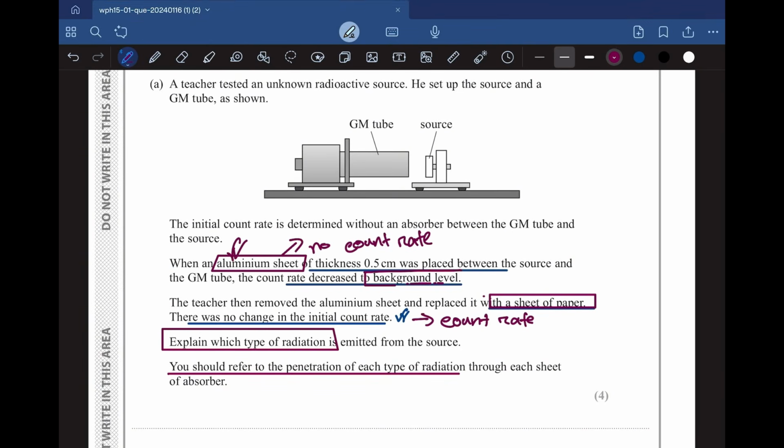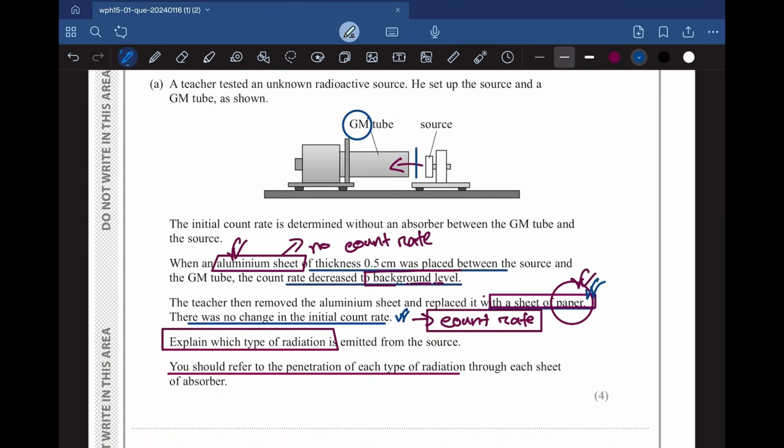Okay, so basically we can say it wasn't alpha radiation because the radiation could go through the sheet of paper. That's why there was a count rate. There was a count rate because the radiation could go through the sheet of paper and reach the GM tube. Let's say this was the sheet of paper. So basically the radiation passed through the sheet of paper and reached the GM tube, so we can say it can go through the sheet of paper, and alpha radiation cannot go through the sheet of paper. It is absorbed by the sheet of paper.